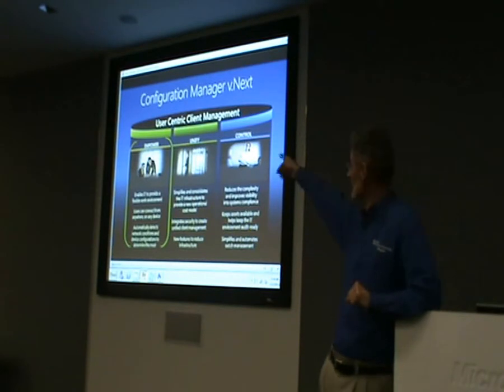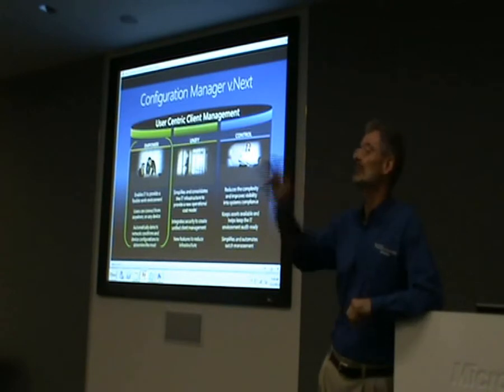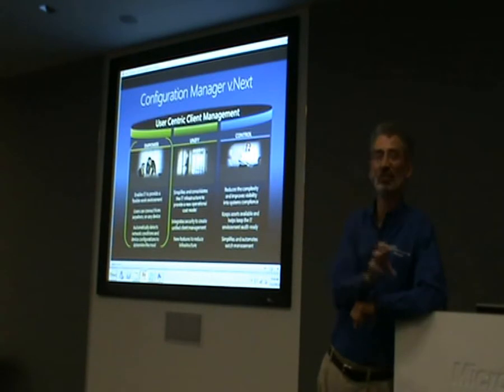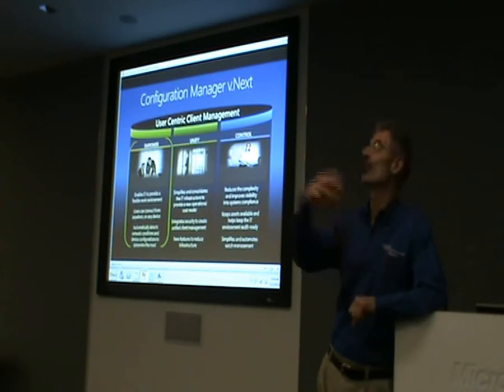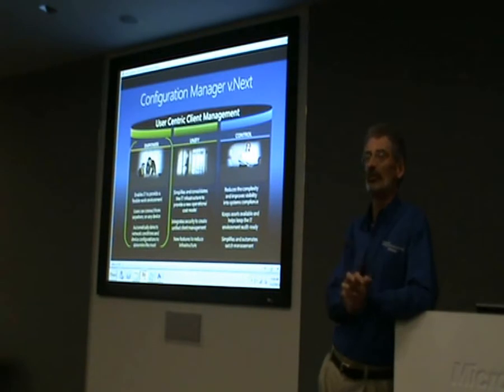The big thing at the top of the circle there says user-centric client management. We're focusing in vNext on delivering software to users. Again, that doesn't mean you can't deliver to systems. It just means we're trying to make it easier for you, so the admin can think about the user, and about their intent on that application, making it tied to the user. So the first thing we're doing is moving to an application model.